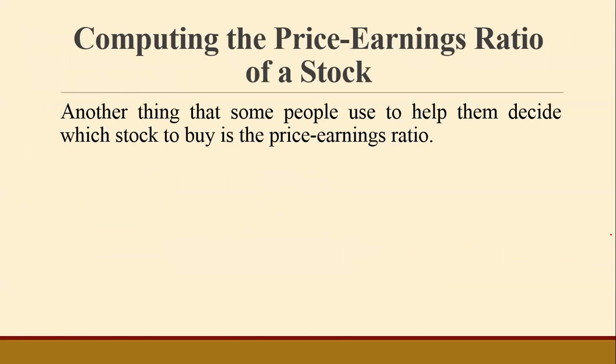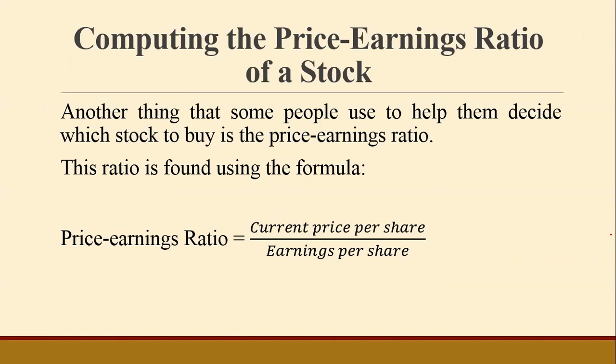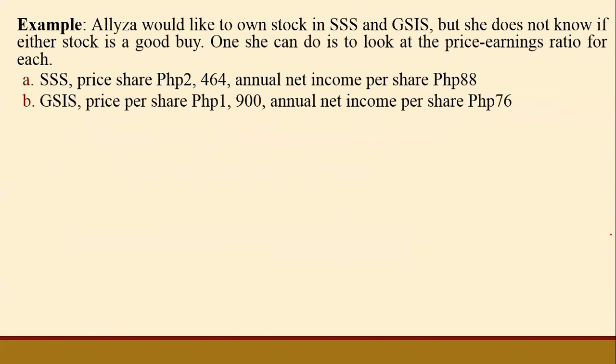Next, computing the price earnings ratio of a stock. Another thing that some people use to help them decide which stock to buy is the price earnings ratio. This ratio is found using the formula: price earnings ratio equals the current price per share over the earnings per share. Let us have an example. Eliza would like to own stock in SSS and GSIS, but she does not know if either stock is a good buy. One thing she can do is to look at the price earnings ratio for each.